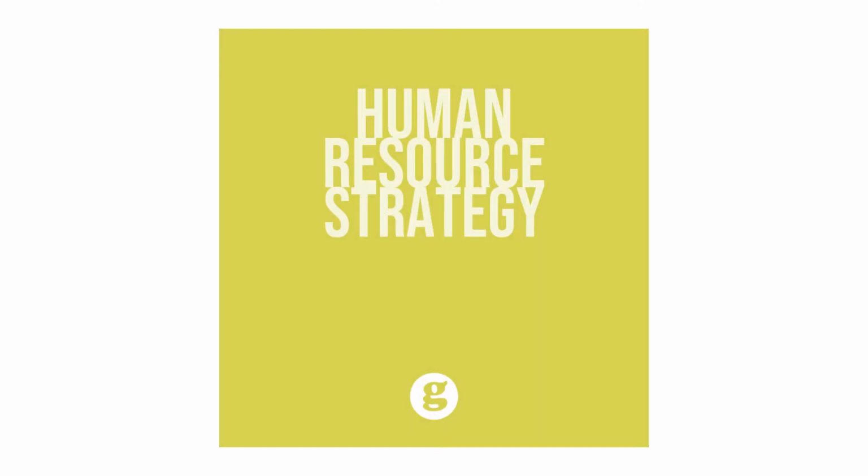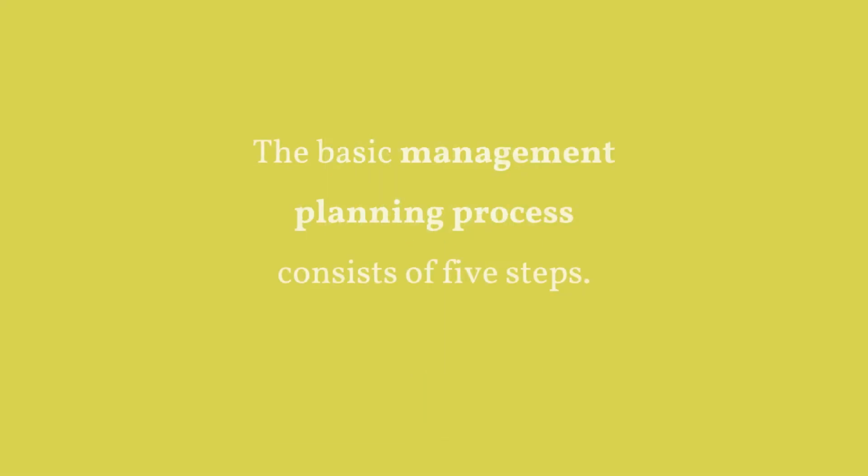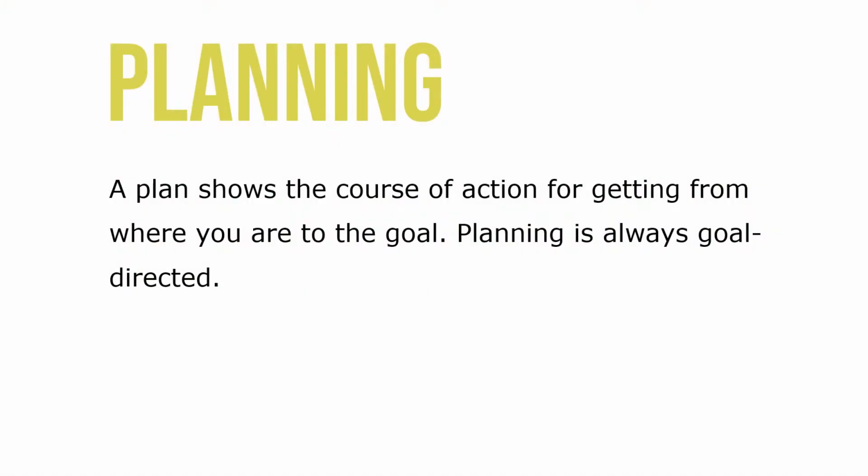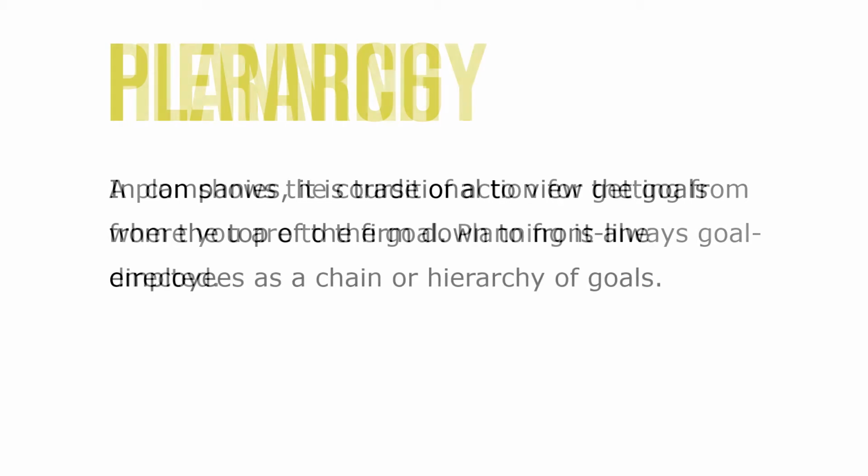Let's take a look at the management planning process. The basic management planning process consists of 5 steps. A plan shows a course of action for getting from where you are to a goal. Planning is always goal directed.